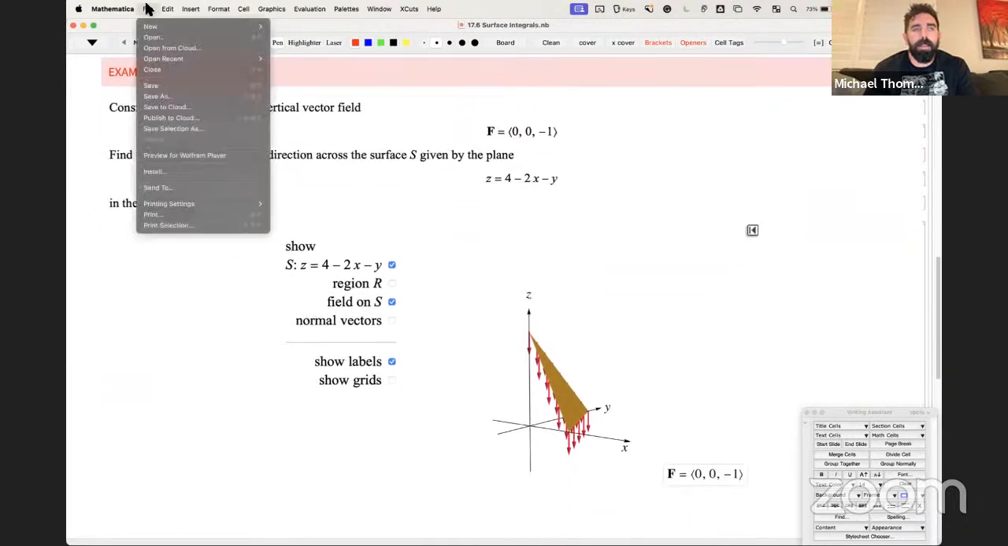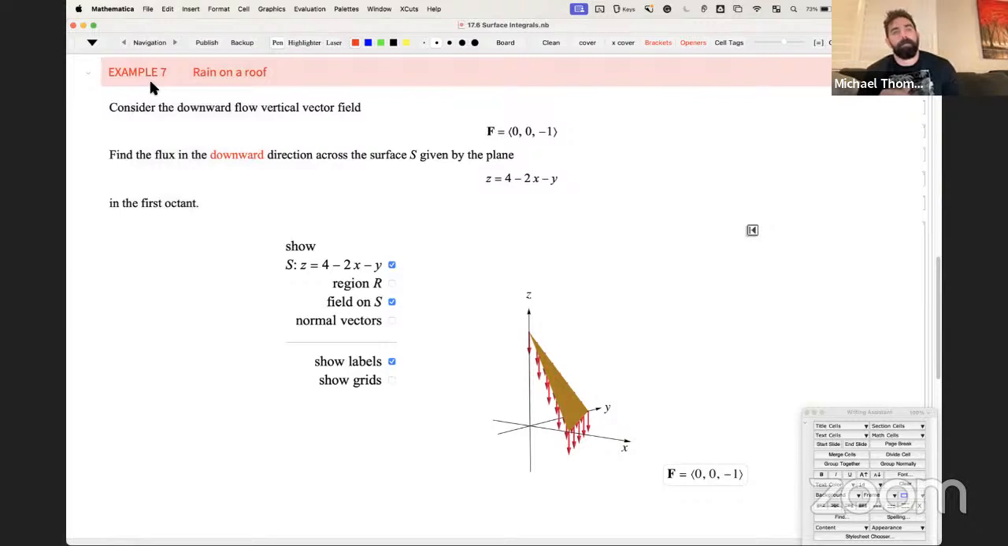Let's say we've got a vector field. This is a very boring vector field in R3, and all of these vectors everywhere in R3 have no x and y component. They're pointing straight down with a length of 1 in the downward direction. We're going to be looking at this vector field on this surface S, which is a plane in the first octant, so you get this kind of section.